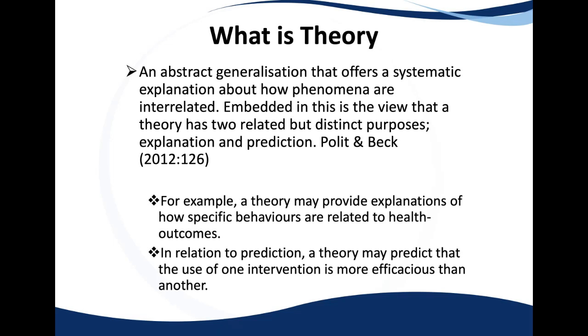So what they are basically saying in simple terms is that a theory, when they say abstract, they mean that it is not based in the everyday practices. It's not based in reality. It's not a practice-based thing. It's an idea more than anything. Then generalization. So a theory is an idea that offers a global perspective about something in a way that it generalizes things. Then, of course, it offers you a systematic explanation.